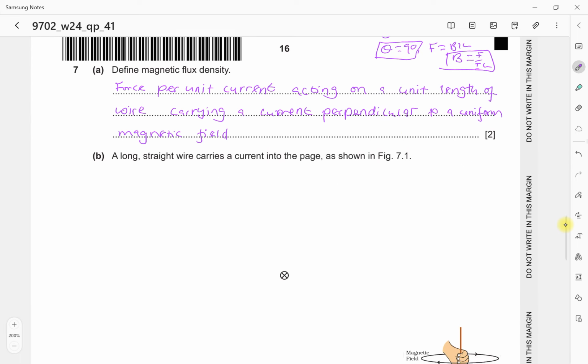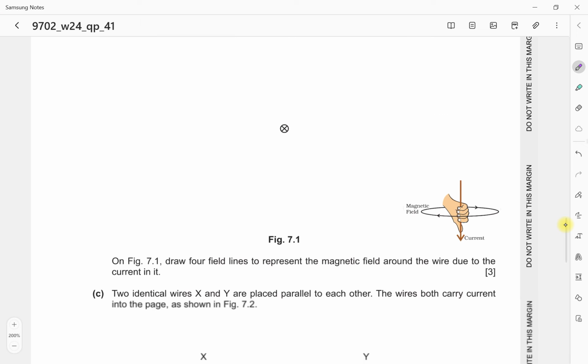A long straight wire carries a current into the page. That's why we see a cross, as shown here in the figure. On the figure, draw 4 field lines to represent the magnetic field around the wire due to the current in it. Because the current is into the page, and this is our page, using the right hand grip rule, which I demonstrated here, assume that you hold a conductor or hold your pen in your right hand with the thumb pointing onto the page, or onto the paper on the table.